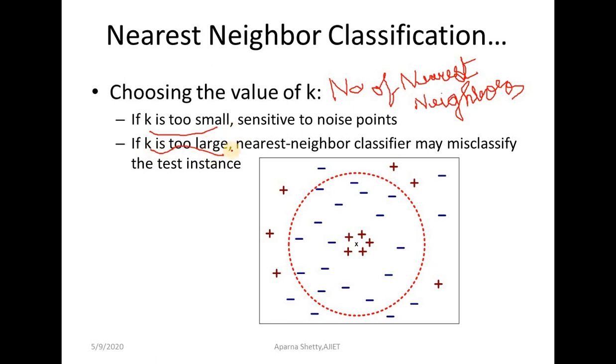Next, if the value of k is very large, then the nearest neighbor classifier may misclassify the test instance. So you should select the value of k carefully. It should not be too small, nor too large. In both cases it might misclassify.